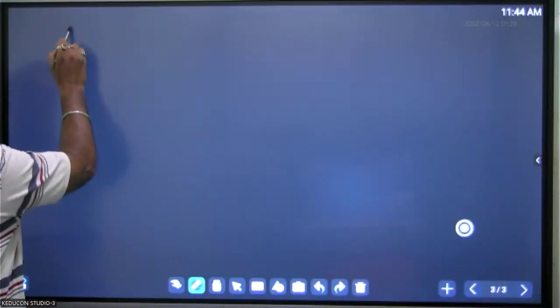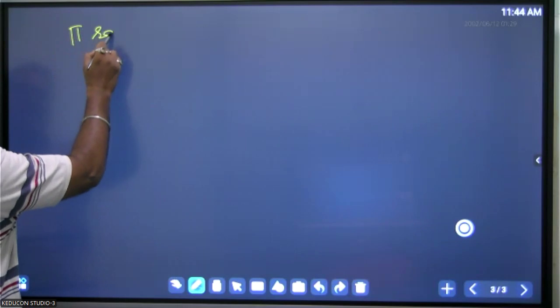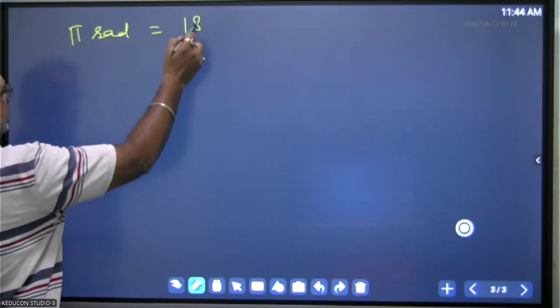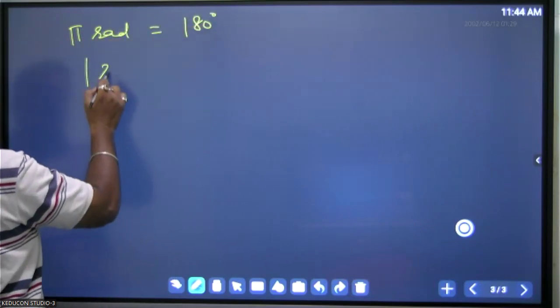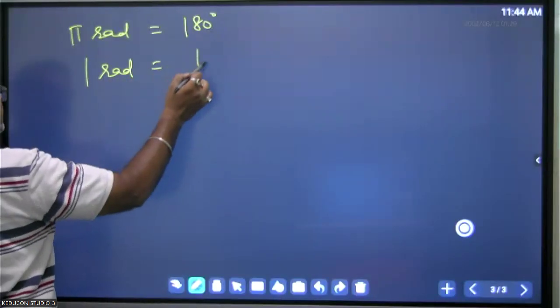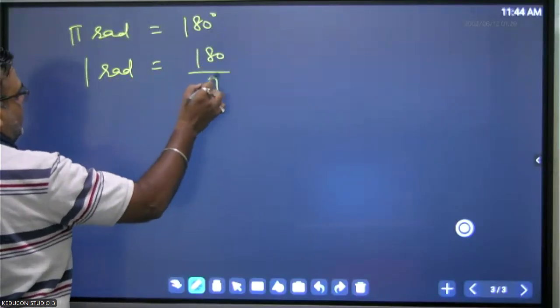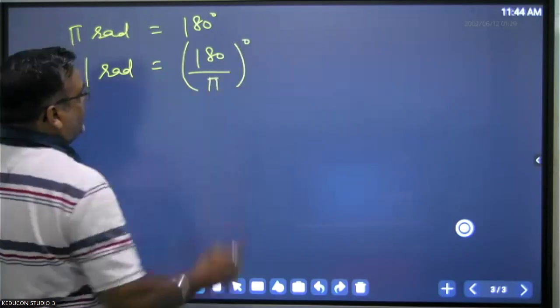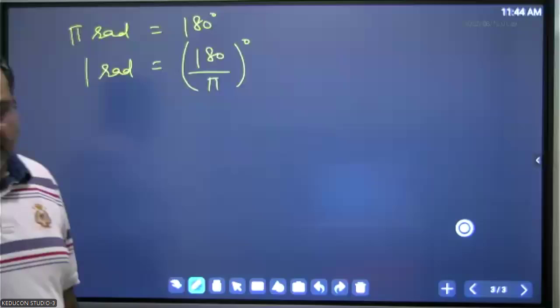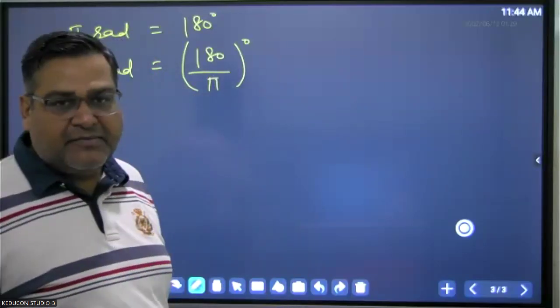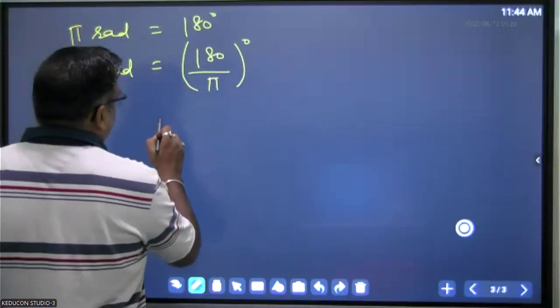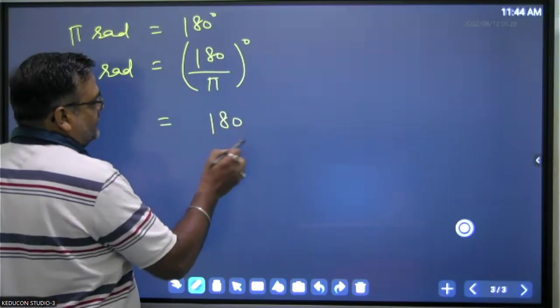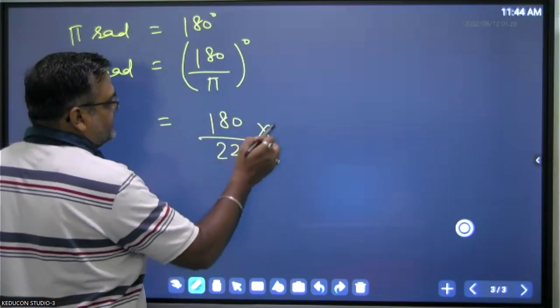Now if we have to convert from radians to degree, see how to convert this. Suppose we know that pi radians equal to 180 degree. So 1 radian is equal to 180 by pi degrees. Now let's say we have to convert 1 radian into degree. So this is 180 by pi. So put the value of pi as 22 by 7.